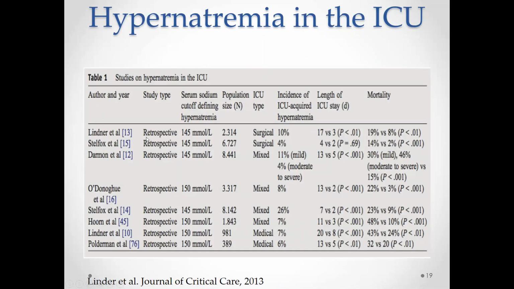Down here we have a list of studies that were done over the years. As we can see, most of them, or all of them, were retrospective. They used 145 as the cutoff, or either 145 or 150. Large populations in the thousands, in mixed ICU or in surgical or MICU. In the next column, we can see the incidence of ICU acquired hypernatremia. It can go up to 26% here. And the length of stay, comparing a hypernatremic and a non-hypernatremic group, is higher, as well as the mortality here.